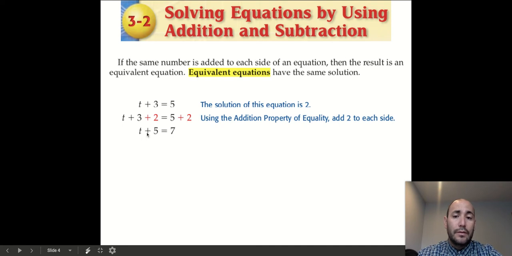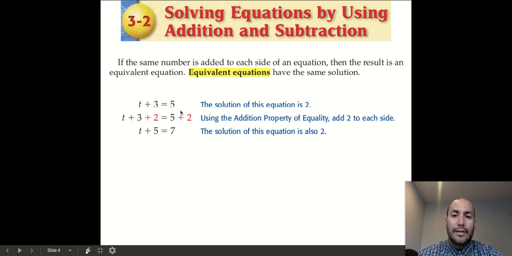Right? So I have t plus 5 equals 7. The property of equality would tell me that both sides of this equation will still be equal to each other. If I think about solving this equation, again, you could probably do this in your head pretty easily. You could tell me that in order for this equation to be true, t would have to be also 2.